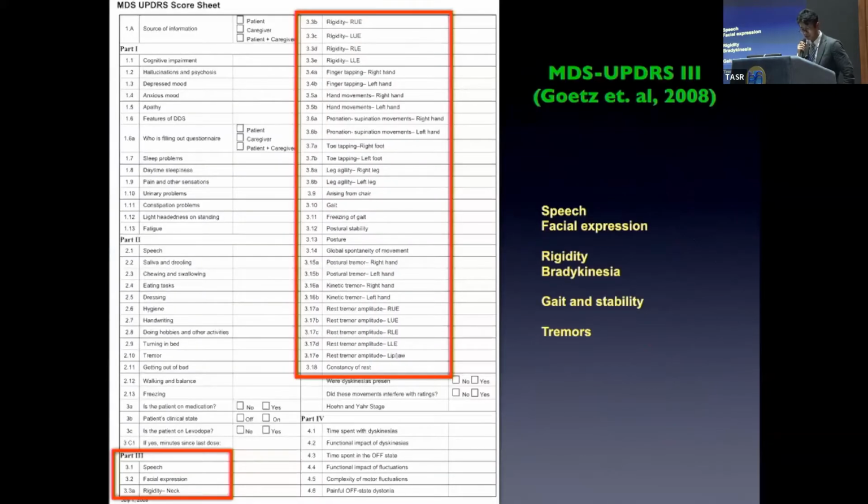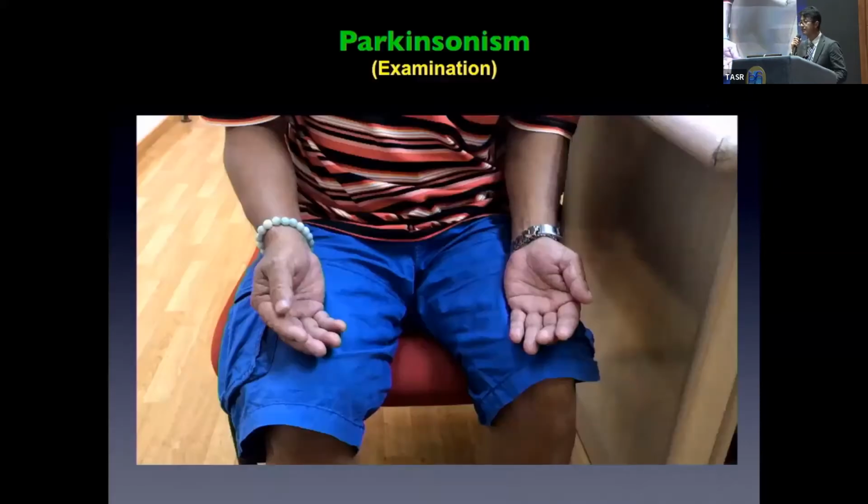If you can see from this scale, the ones in the red box are Part 3, and it focuses on the speech, the facial expression, rigidity, bradykinesia, gait stability, and tremors, which is what I have mentioned just now, except in a more detailed manner and in a way to scale it so that it becomes more objective. As you know, we do not have a real biomarker in a patient who has Parkinson's disease.